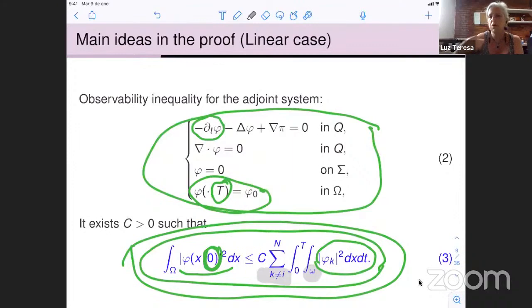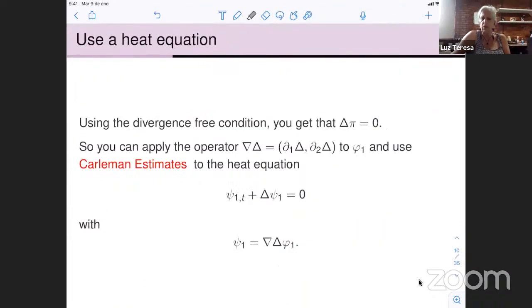So this is the most difficult part in the proof. So what do they use? I will show you the ideas there. So they use the divergence precondition on the system in order to see that the Laplacian of the pressure that appears there is equal to 0.